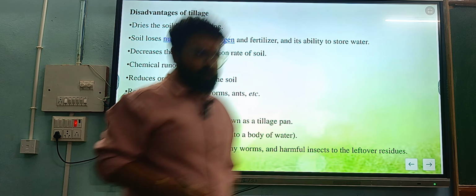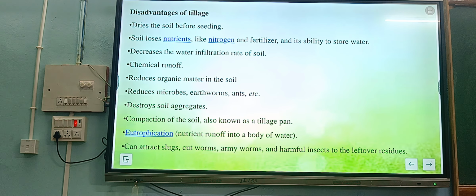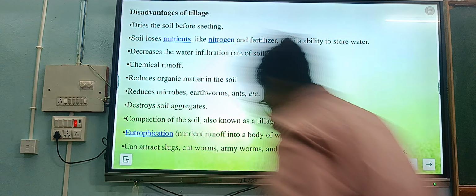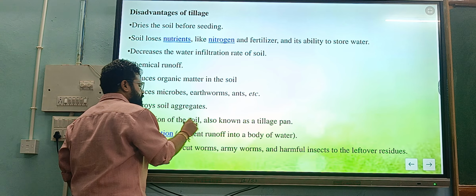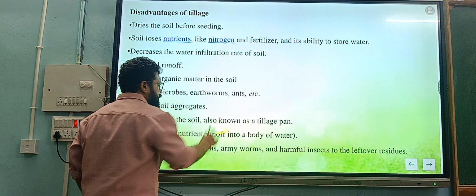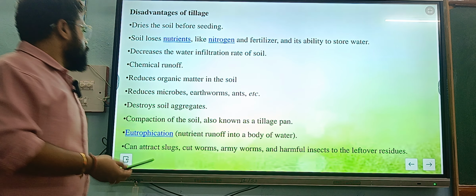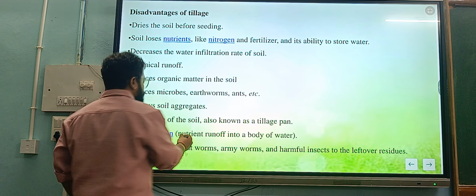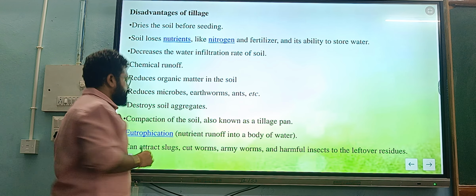It reduces the microbes and earthworms, and destroys the soil aggregate. It also affects the compaction of the soil and causes eutrophication. What is eutrophication? It is a phenomenon of enrichment of nitrogen and phosphorus that results in algal bloom or growth of algae, which results in high biological oxygen demand. So with this tillage operation, nutrient runoff into the water body takes place, that in turn results in the eutrophication.